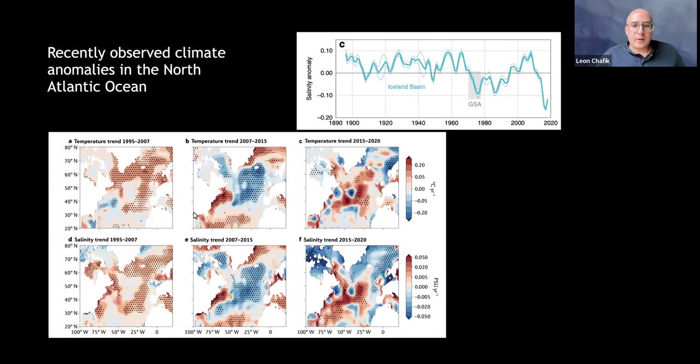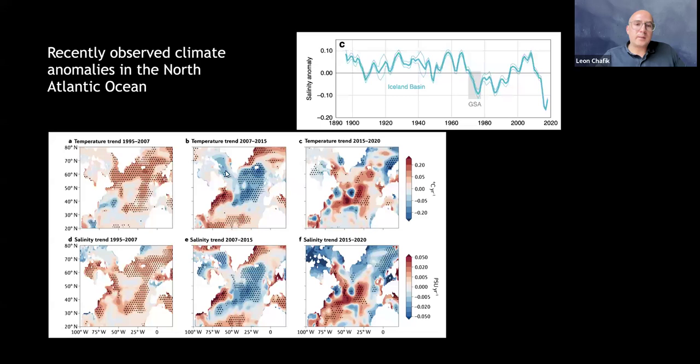And we can also take a look. I just showed you temperatures. I didn't show you trends. I just showed the evolution. And there have been very strong decadal changes in the North Atlantic since the mid 90s. The upper panels here show the temperature trend in the upper ocean, in degrees Celsius per year. This is for 1995 to 2007. There was an increase in the temperatures, a clear temperature trend. Between 2007 and 2015, there was actually a cooling during this decadal period.